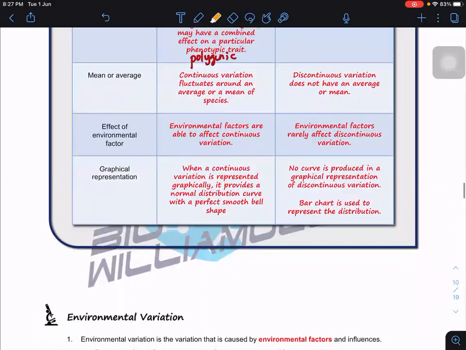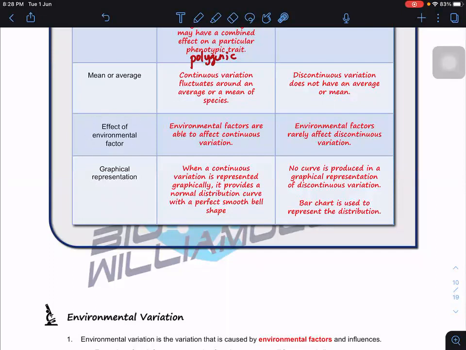So can we calculate the mean or average or not? Yes, continuous variations fluctuate around an average, a mean. So you're going to get the mean value here. For example, if you have a whole population, you can quantify it. For example, this person is 170, another person 175, and so on. You can get the mean. But for discontinuous variations, you won't get the mean. For example, blood group A, blood group B, what's the mean? You can't get the mean in this case.